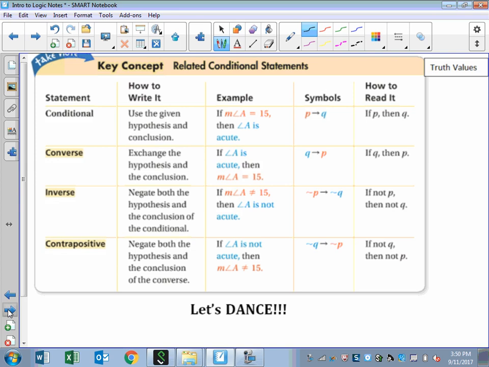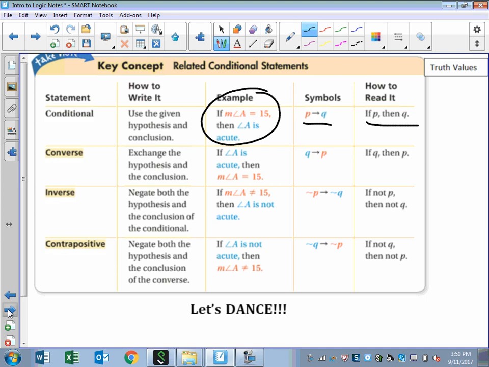So your conditional statement is going to be your original statement. Then there are going to be 3 other kinds of statements: converse, inverse, and contrapositive. Okay. So if we look at our first example, we have if the measure of angle A equals 115, then angle A is obtuse. So that's the conditional. If P, then Q. This is the way you write it in symbols, and this is the way you would read it.